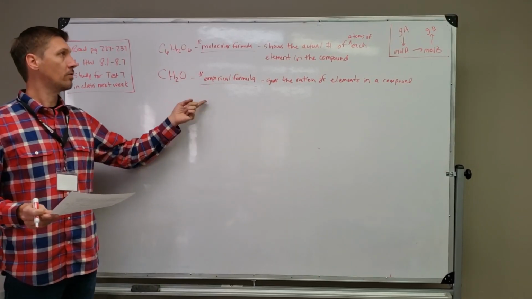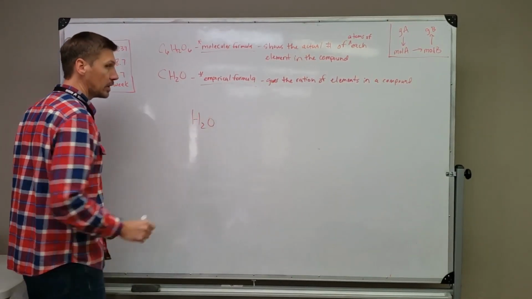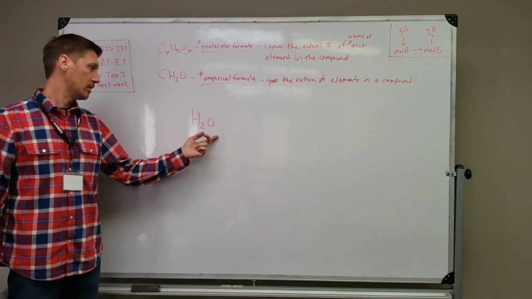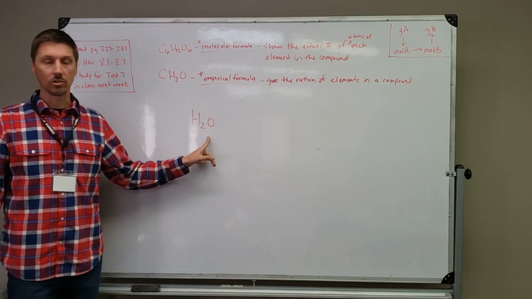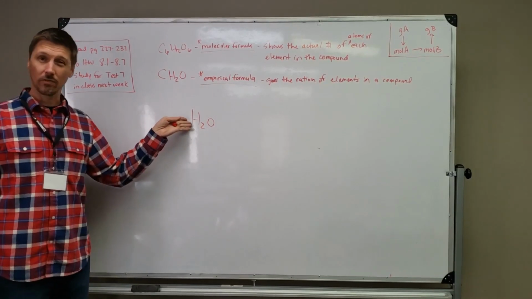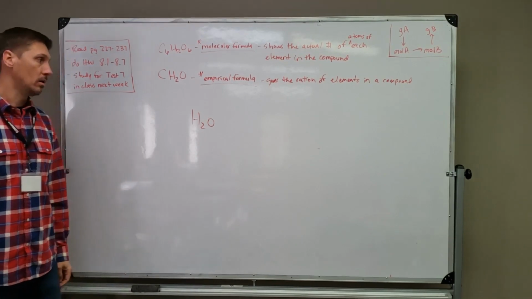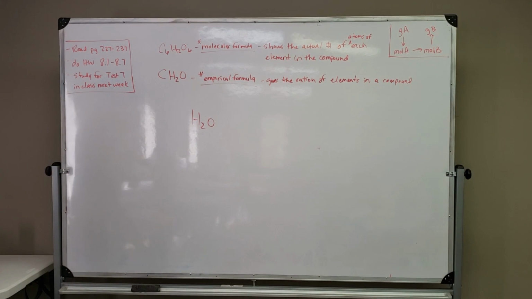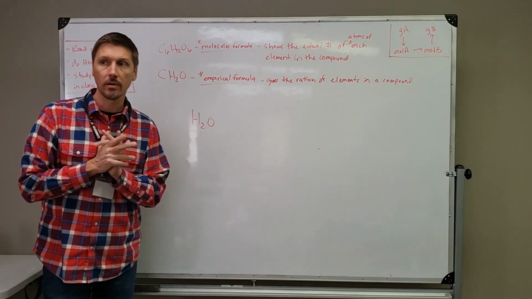Sometimes the empirical formula and the molecular formula are the same, right? A water molecule is literally 2 hydrogen atoms and 1 oxygen atom. The only common number you could divide these by would be 1, right? So you can't simplify that. That tells us the ratio. That's both our molecular formula and our empirical formula for water. So sometimes they're one and the same, but not always. Any questions about molecular and empirical formula?